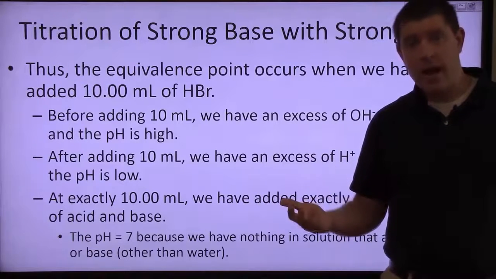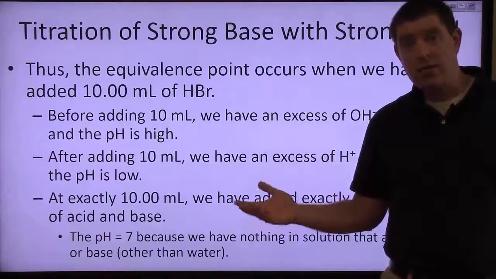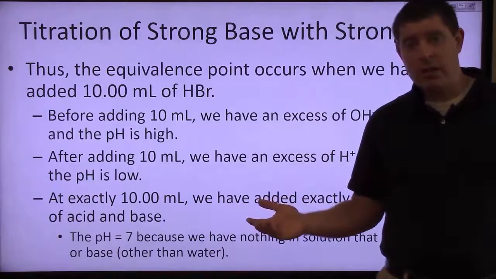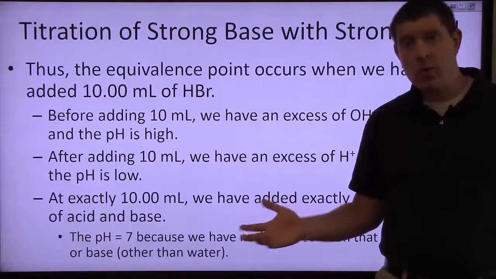Potassium bromide is neither an acid nor a base, and that means the pH after adding the potassium bromide would be exactly the same as it was before adding the potassium bromide, which would be 7.0.